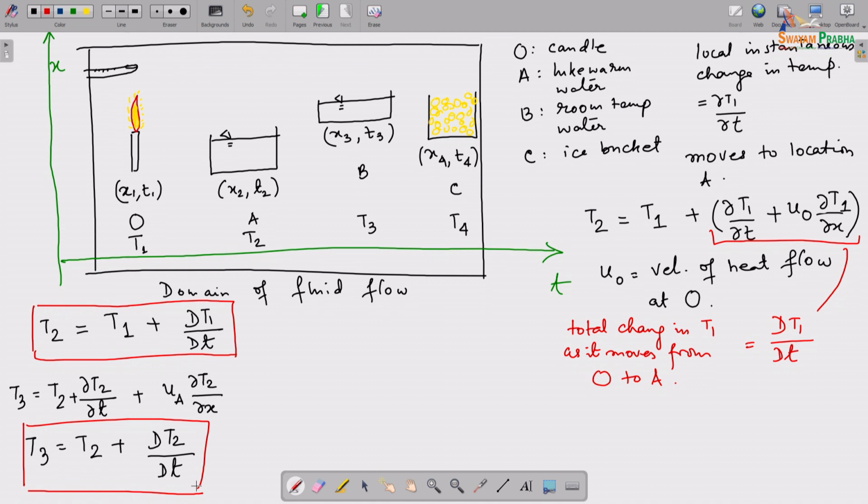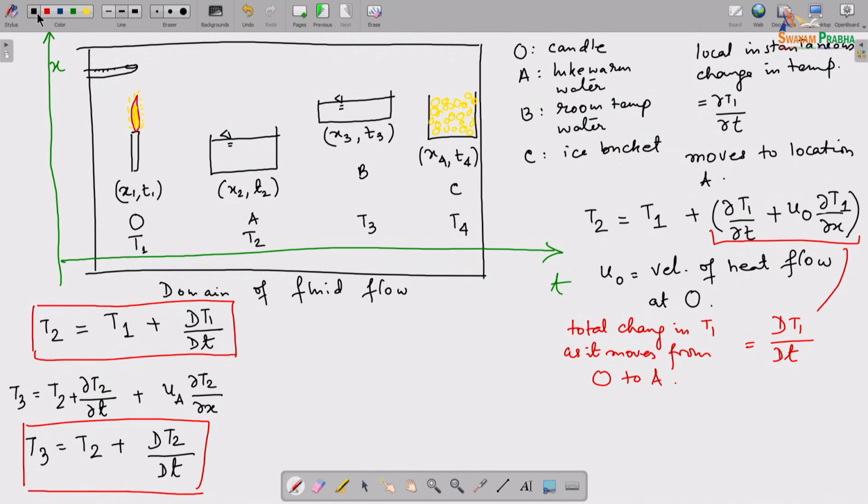So again, I am going to write the whole thing. Now I am at location 3. My finger is now at temperature T3. I have gained T3 temperature, and now again I plunge it into the tank of room temperature.